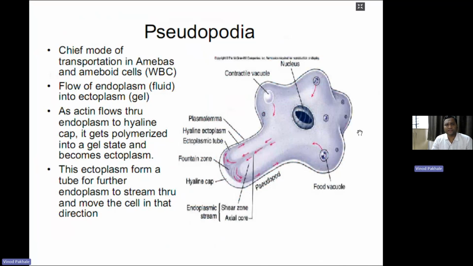So the flow of endoplasm into ectoplasm takes place through this pseudopodia in the case of amoeba. Actin flows through endoplasm to the hyaline cap. It gets polymerized into a gel state and becomes ectoplasm. And this ectoplasm forms a tube for further endoplasm to stream through and move the cell in that direction. So for cell movement, for material transport, this pseudopodia helps the amoeba. Okay, so this is a pseudopod shown in this amoeba cell diagram. In the next slide, I will show you the microscopic image of this amoeba cell.